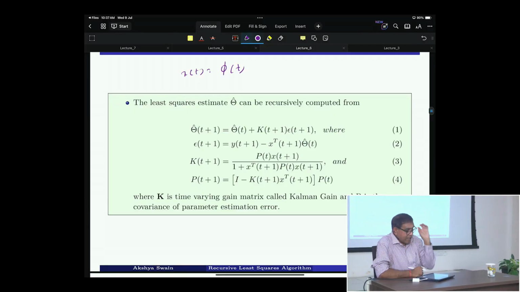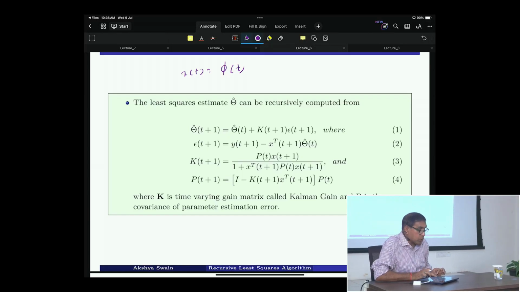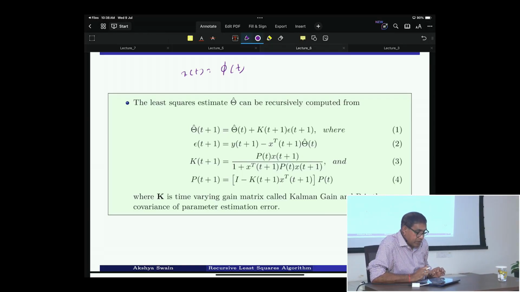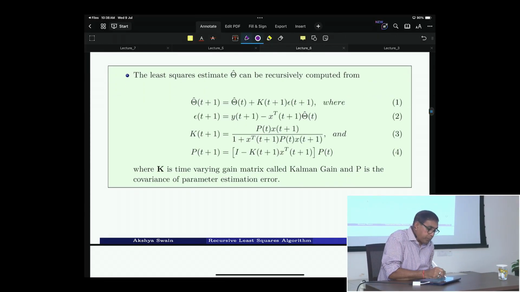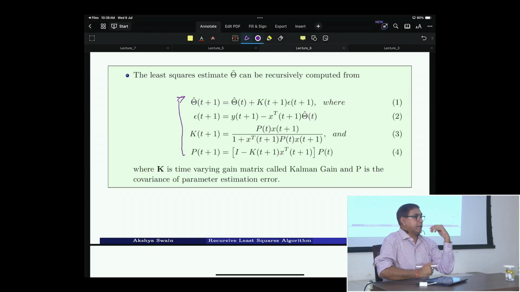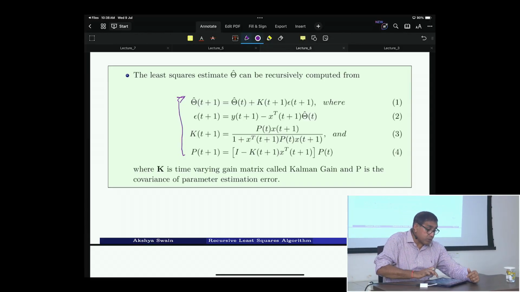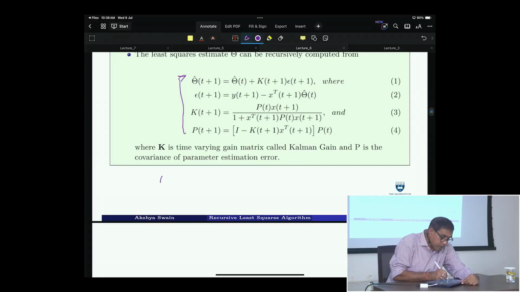Because while making the class notes, this theta cap can be computed recursively. Theta cap t plus 1 is equal to theta cap t plus kt plus 1 into epsilon t plus 1. So these are the 4 equations which we will use to recursively compute theta, right? Now I will discuss this. I am writing this equation in a different way. Let us write down these same equations.